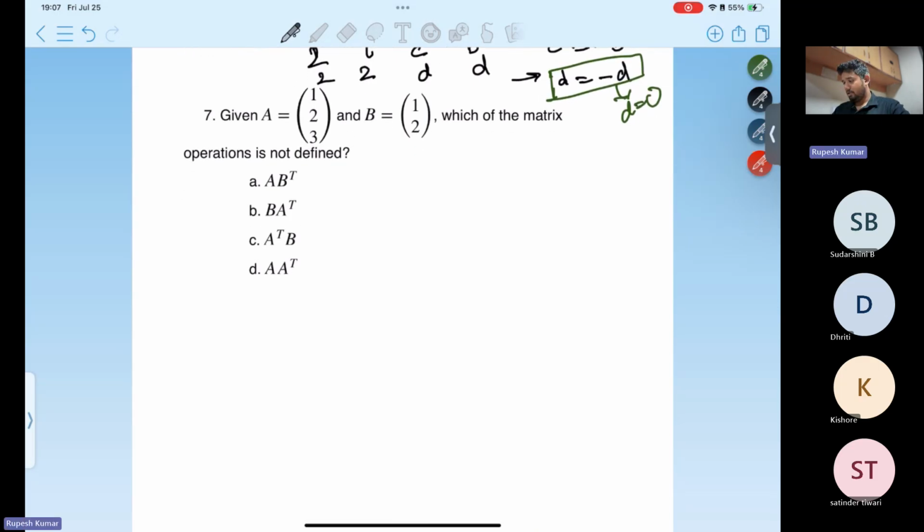Given A equals 1, 2, 3. Okay, fine. So I guess I am not allowed to discuss this problem. So I can consider this, right? A equals 1, right. So which one of these operations are not allowed?